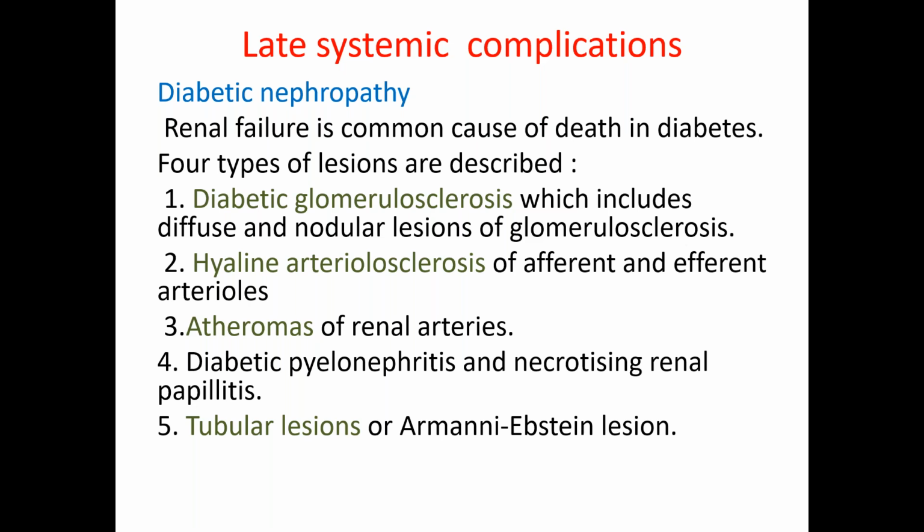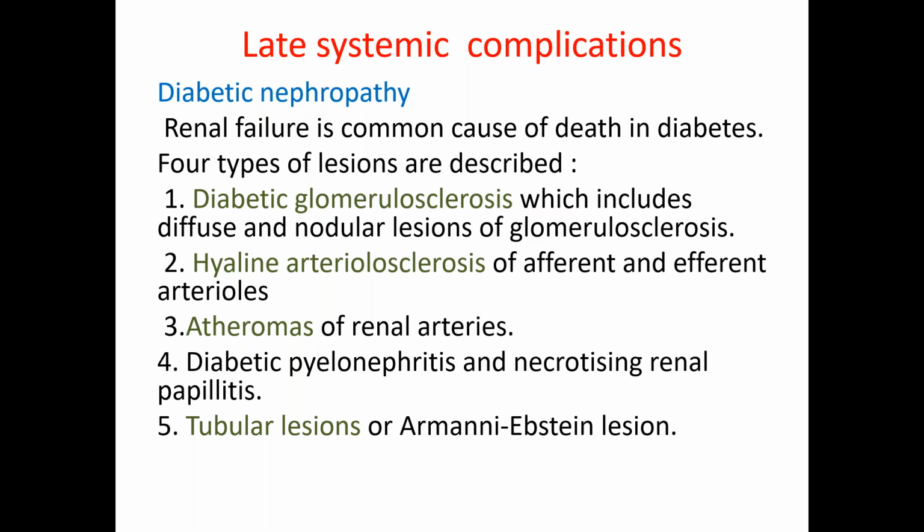This may lead to chronic renal failure. The blood vessels, afferent and efferent arterioles, become thickened and hyalinized, and the lumen is occluded. This is called hyaline arteriolosclerosis, involving small vessels which supply the glomeruli. Even the big vessel that supplies the kidney, the renal artery, may be affected by macroangiopathy, that is atherosclerosis of the renal vessels leading to renal ischemia.